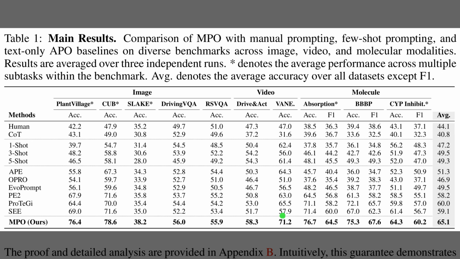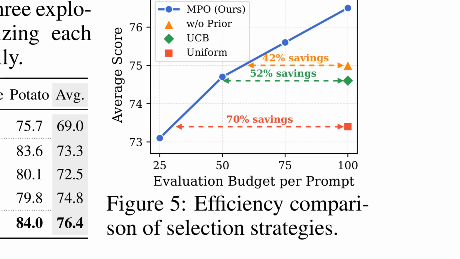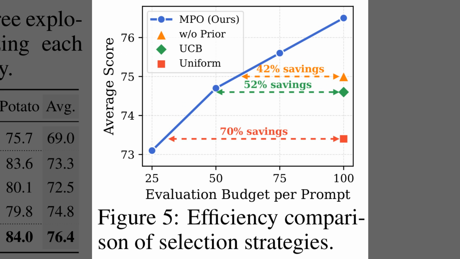Okay, Table 1 makes the headline clear. The multimodal optimizer wins broadly across images, videos, and molecules. The average score reaches 65, which beats the strongest text-only optimizer that sits at 59. The biggest margins appear on Plant Village and VANE Bench, showing that optimized visuals and text together lift both classification and question answering. These gains matter because they come from the same evaluation budget, so the method delivers better quality without extra trials.